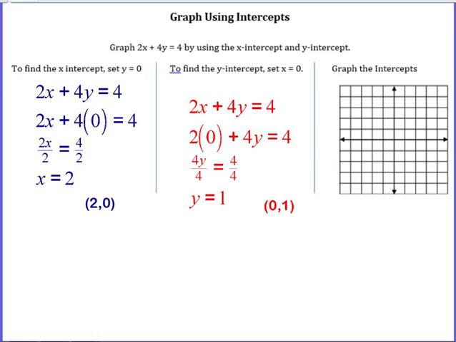And then I'm going to graph both of these points. So I'm going to put a dot at (2, 0), there's my x-intercept, and then I'm going to put a dot at (0, 1), that is my y-intercept. And then I can just draw a line between those two dots, and it goes forever in both directions. And now I have graphed this equation.